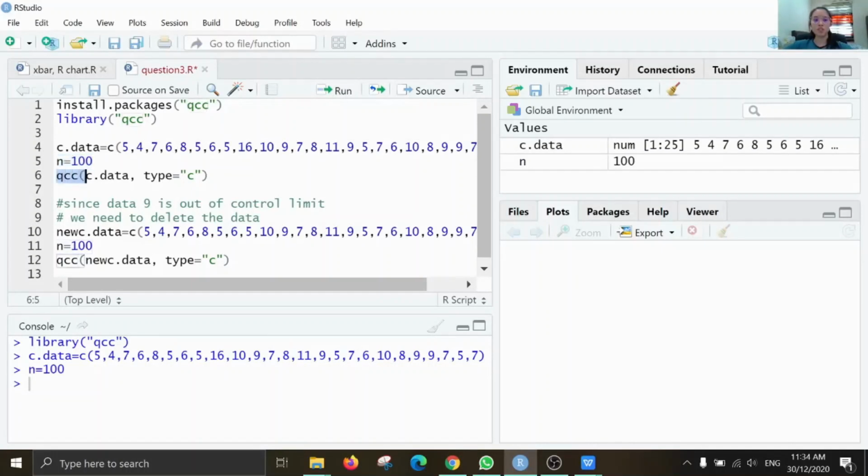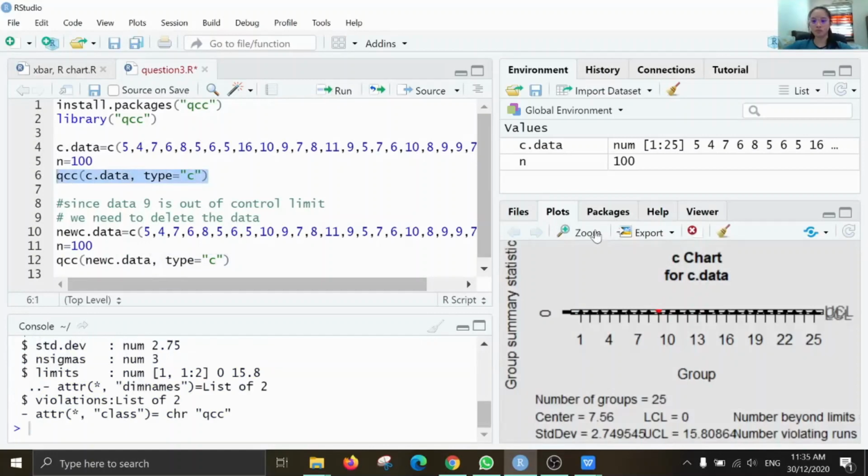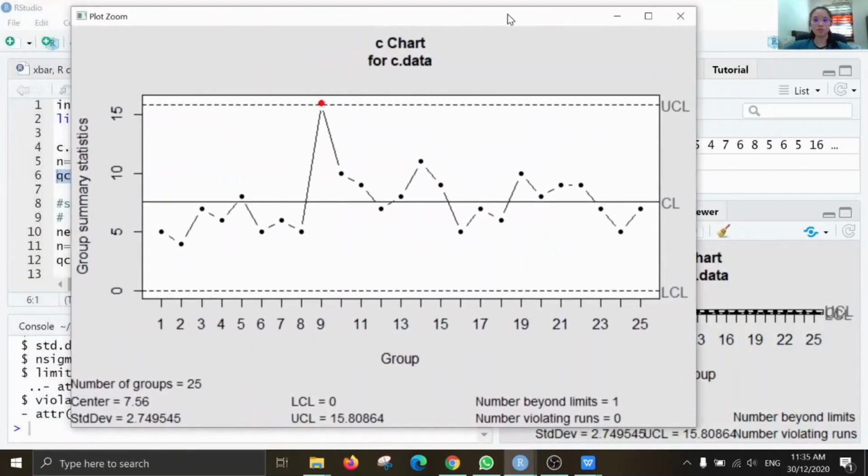And now we use qcc. The data is from the c.data that we assigned just now, and the type is equal to c as we need to construct a C chart. So we run the graph. From the C chart, we can see that there are a total of 25 groups, and the center line is 7.56. The lower control limit, if we calculate it, we will get a negative value, but we can just assume it as 0, and the upper control limit is equal to 15.8086.